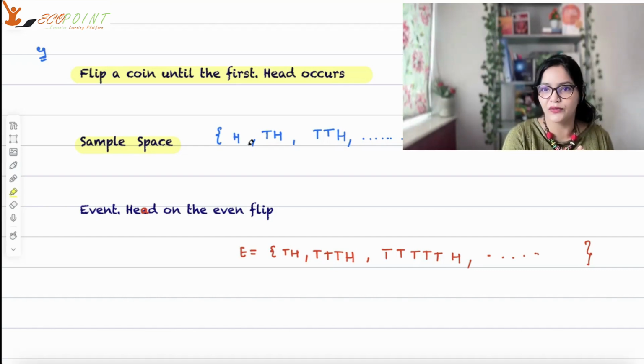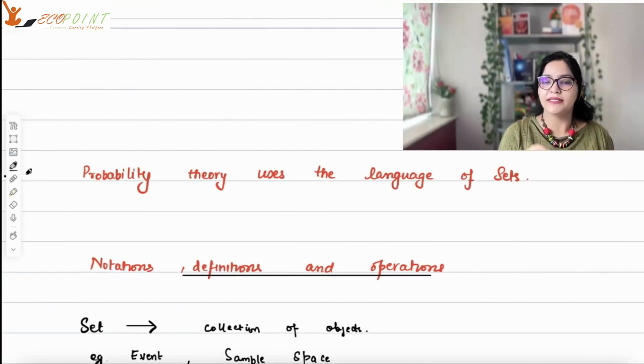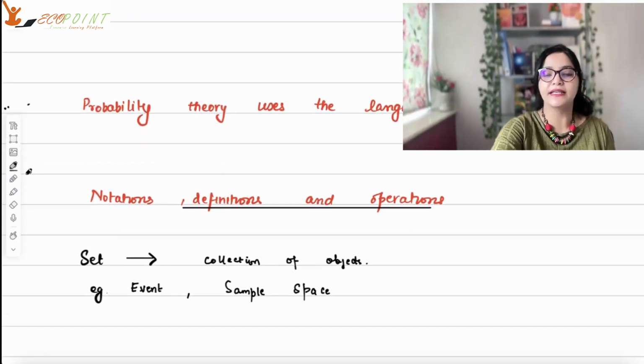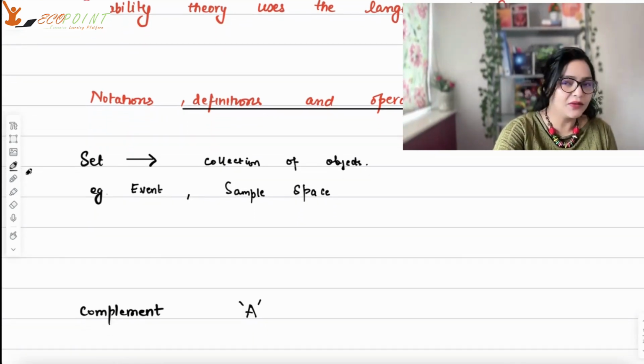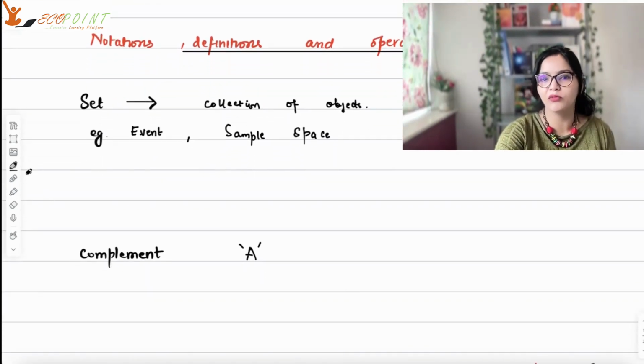Similarly with events. What if I want to find the event where head occurs at an even position? Now, even position starts with the second position, then fourth, then sixth, but you don't know where to stop. So sometimes sample space and events, these sets, could be infinite in nature. And within probability, since the language that probability uses is the language of sets, therefore I revised entire set theory with you guys. Even sample space, all that we're talking about are sets.